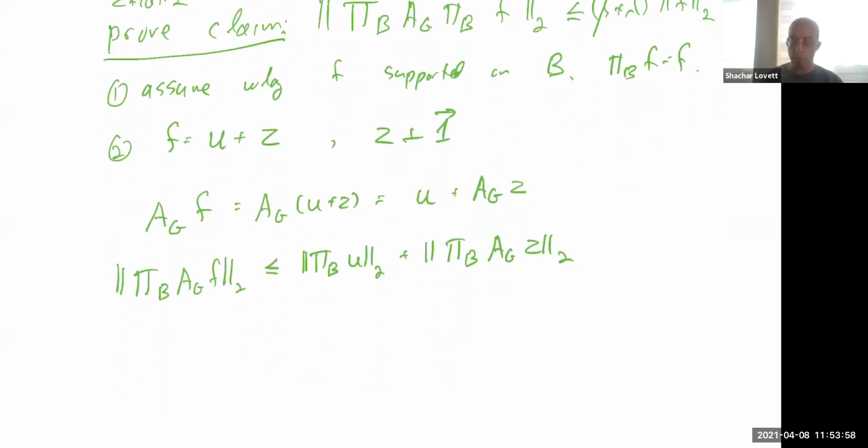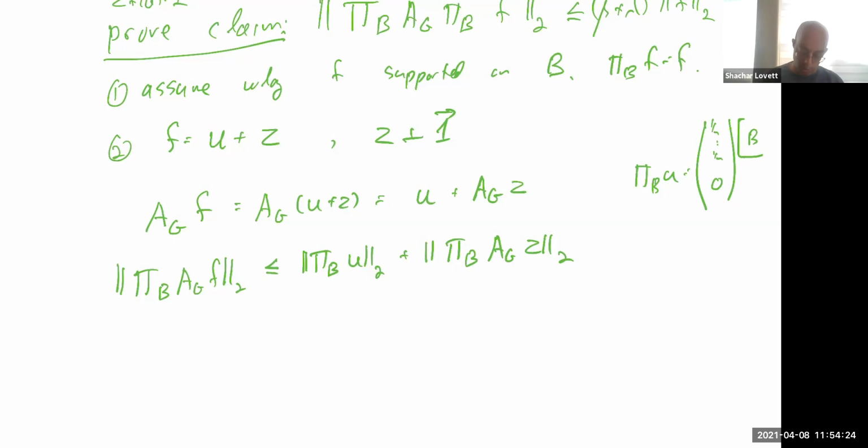Let's see. What is pi b u? Pi b u, let's write it here. Pi b u is just a specific vector, right? In B, we're going to get the value 1 over n, and the rest we're going to get 0. So what's the L2 norm of this vector? Well, we have B has size beta n. So we have beta n coordinates of value 1 over n.